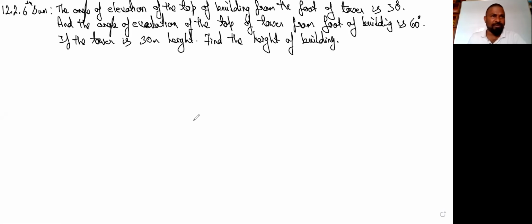Okay, guys, we are going for one more question here. The angle of elevation to the top of a building from the foot of a tower is 30 degrees, and the angle of elevation of the top of the tower from the foot of the building is 60 degrees. If the tower is 30 meters high, find the height of the building.